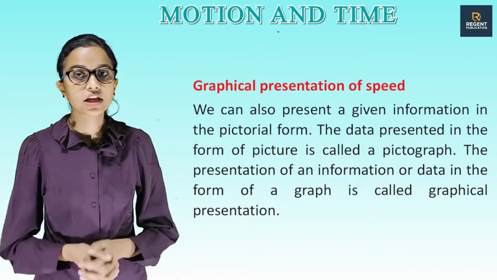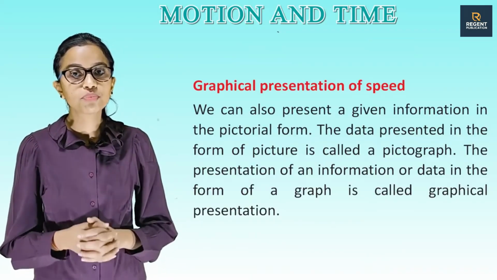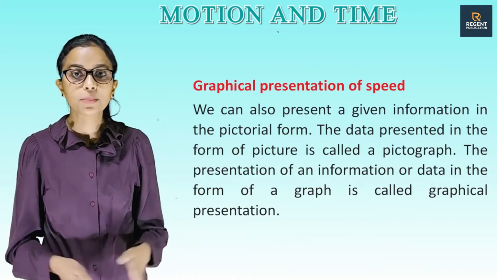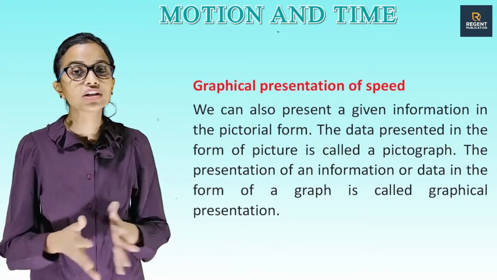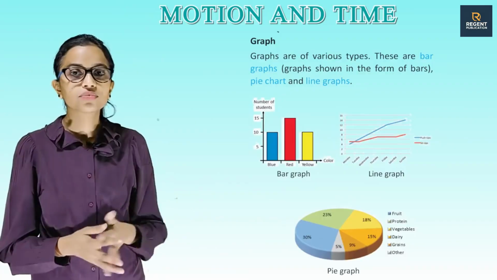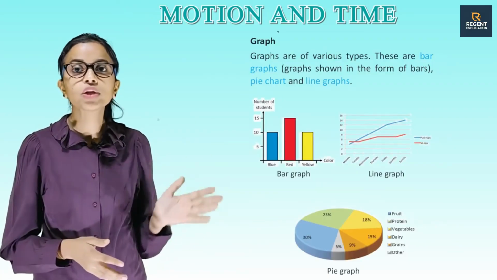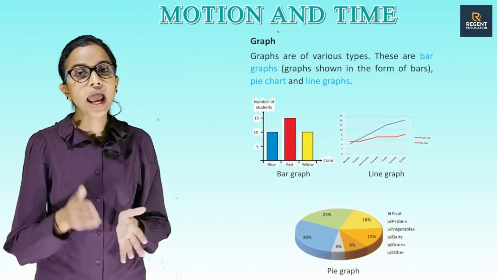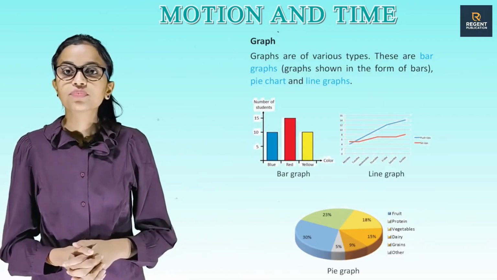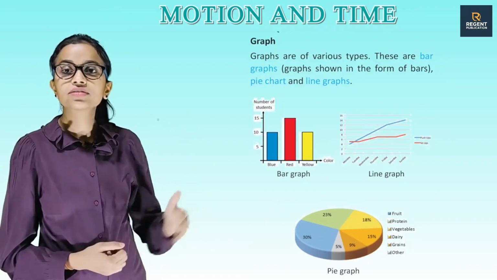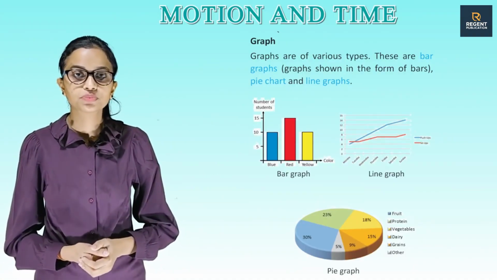Graphical presentation of speed. We can also present a given information in the pictorial form. The data presented in the form of a picture is called a pictograph. The presentation of information or data in the form of a graph is called graphical presentation. Graphs are of various types. These are bar graphs, graphs shown in the form of bars, pie chart and line graph. Okay. The first one is bar graph, the second one is line graph, and the third one is pie graph.